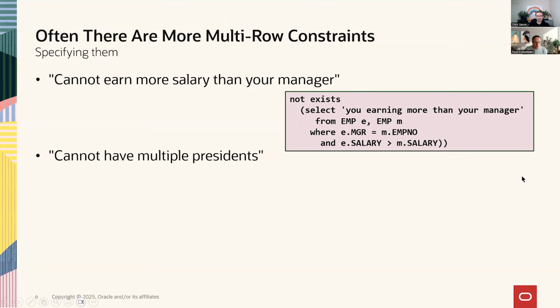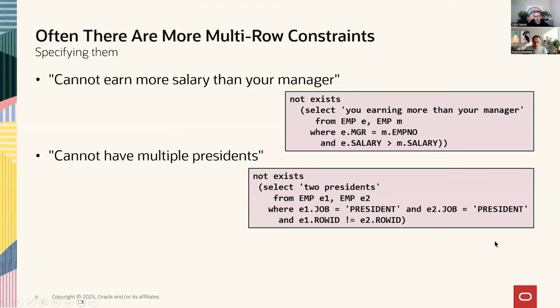Here's another example. Let's assume that we do not allow more than one employee whose job is president inside the employee table. How do we specify those types of constraints? Well, I'm going to look for two presidents, and I'm going to say that that's not allowed to exist. So I'm not joining employee with itself, but I'm looking for two employees, E1 and E2, whose job both is president, but they are different rows. E1 row ID unequal E2 row ID.